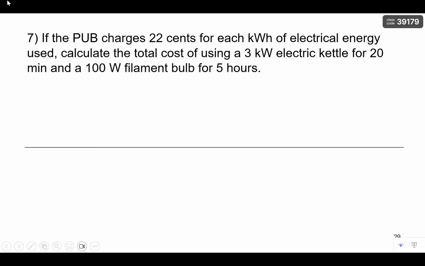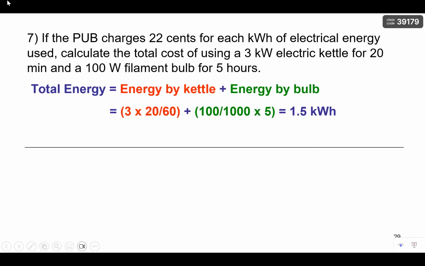Okay, next question. If PUB charged 22 cents for each kilowatt hour of electrical energy used, calculate the total cost of using a 3 kilowatt electric kettle for 20 minutes and a 100 watt filament bulb for 5 hours. So I need to calculate the amount of energy used by this electric kettle and this filament bulb first. Energy is power times time, and this power must be in kilowatts, time must be in hours.